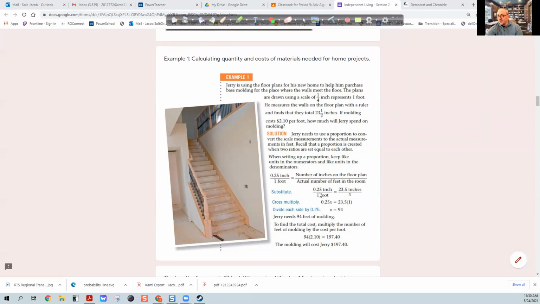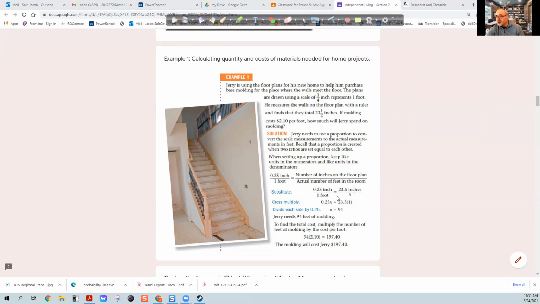So in this situation, we've got 0.25 over 1 equals 23.5 inches of space on the floor plan that we measured with our ruler. And then we'd like to know how many feet that is in the actual room. We're going to represent that with an x. That's a variable, and we'd like to solve for x here. To get that done, we're going to do cross multiplication.